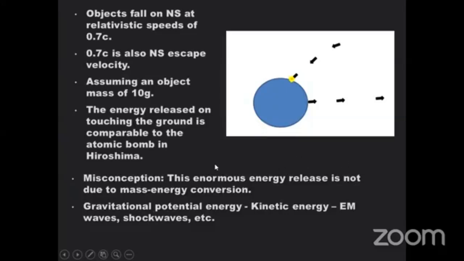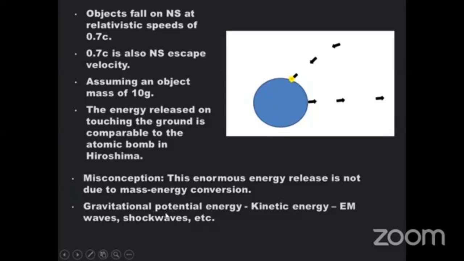So now there is a misconception I see everywhere on social media, and some people talk about it, even some professionals. They are insinuating that that enormous impact energy is due to mass-energy conversion. That is not true. It is not due to mass-energy conversion. It is not from the mass. That energy is not coming from the mass of that 10 gram object. They say that for a neutron star, the conversion will be 70%, but for a black hole, the conversion will be 100%. But those are not true. These are misconceptions.